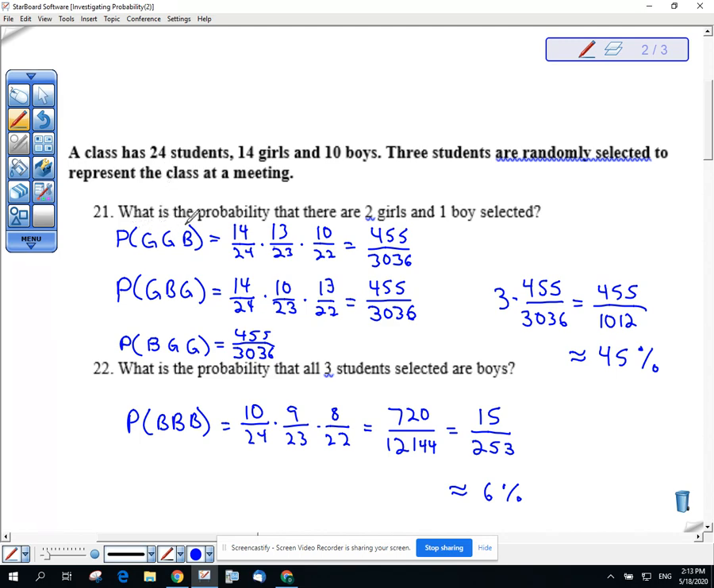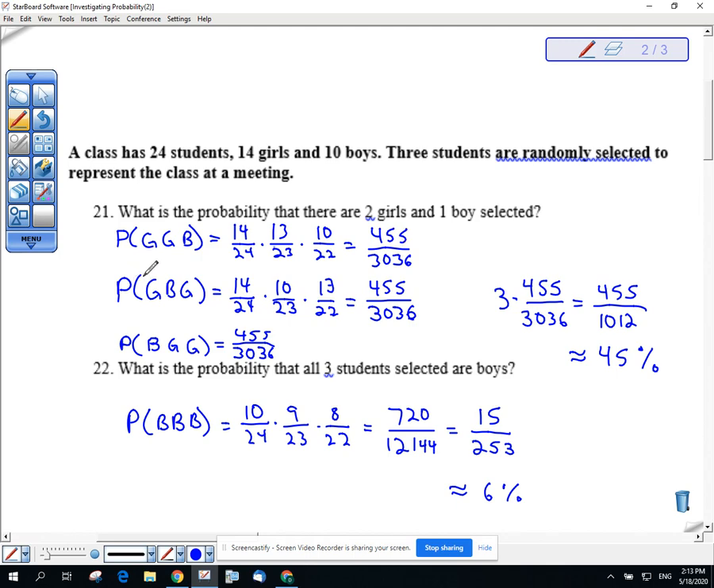Probability of girl, girl, boy. You see, they're going to select, and then select again, and then select again. And the probability of getting a girl, and then probability again of getting a girl, and then the probability of the third draw getting a boy can be calculated this way. 14 out of 24, because there's 14 girls out of the total group. Then to get another girl, now we have 1 less girl to choose from and 1 less overall. There are still 10 boys in this last one out of 22 that are left. Comes out to 455 out of 3,036.